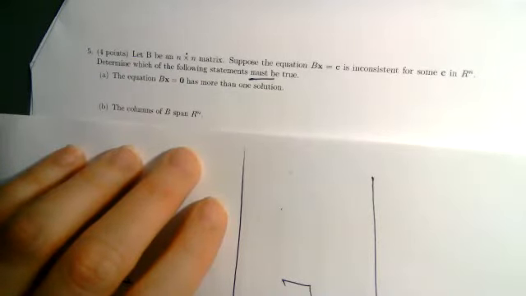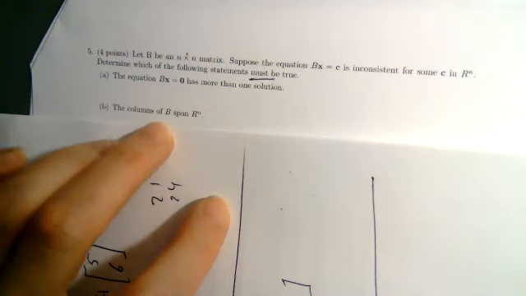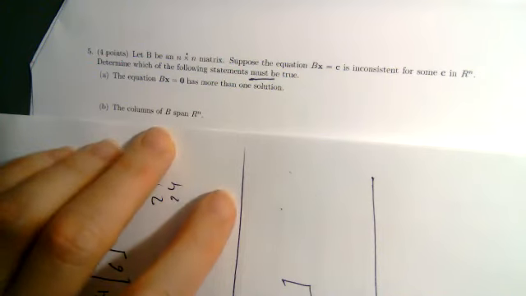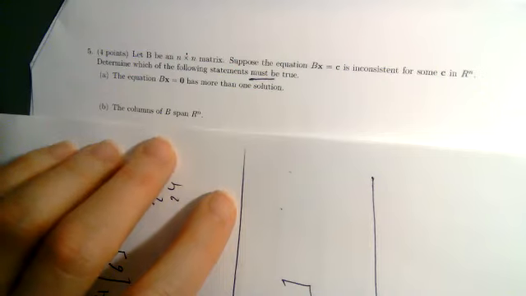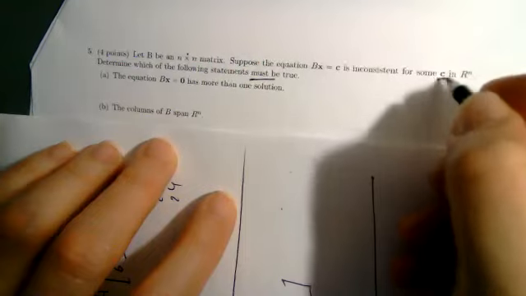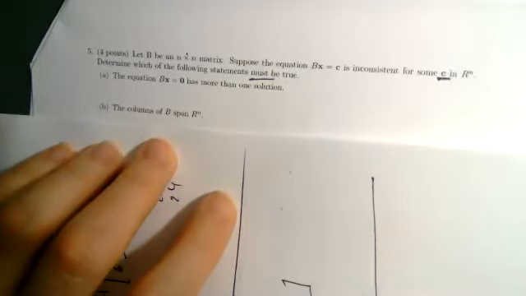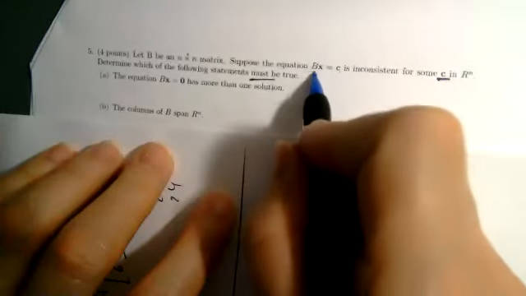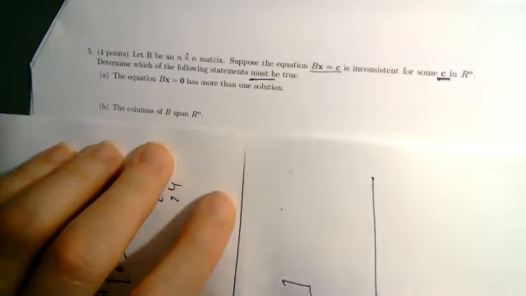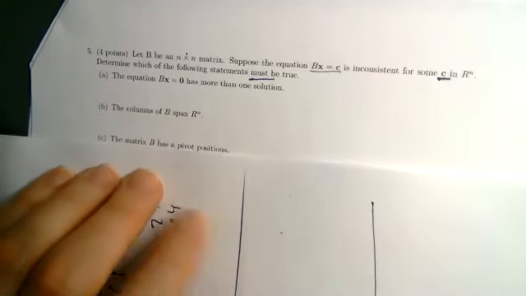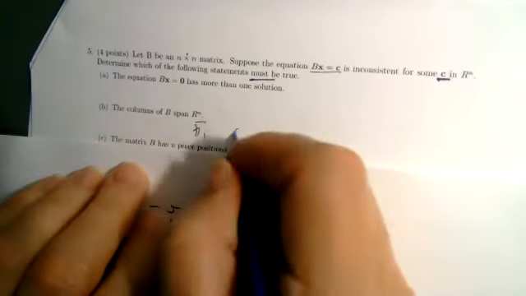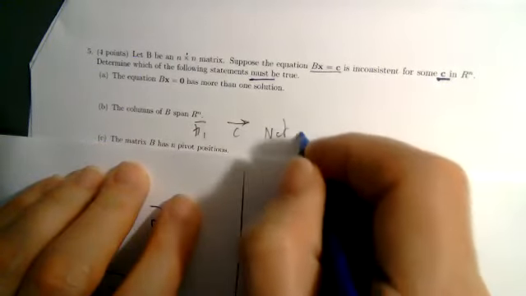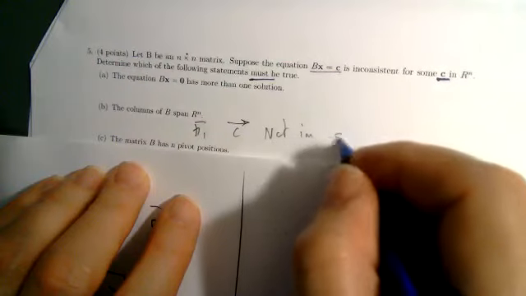Now, part 2: the columns of B span Rn. It means every vector in Rn is a linear combination of the columns of B, true or false? The answer for B is absolutely false. The vector C itself is not in the span, because the system Bx equals C is inconsistent. If I try to write C as a linear combination of the columns, I'm going to get an inconsistent system. So definitely false. This vector C itself is not in the span.